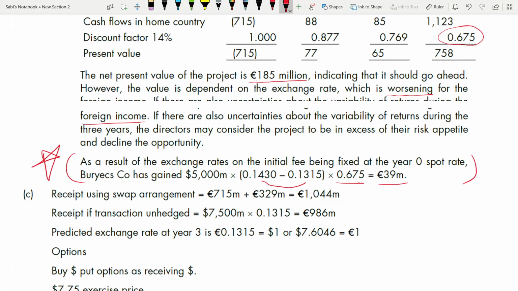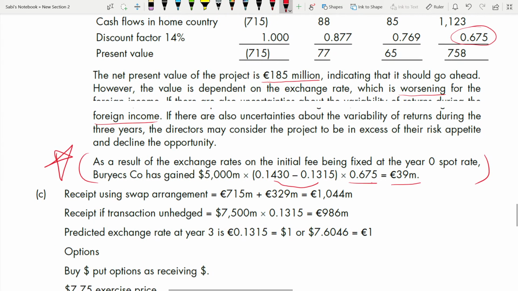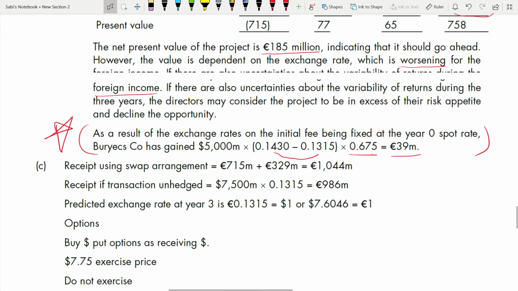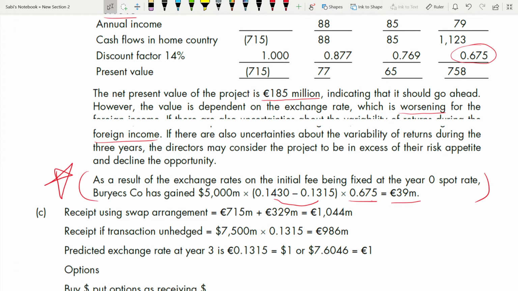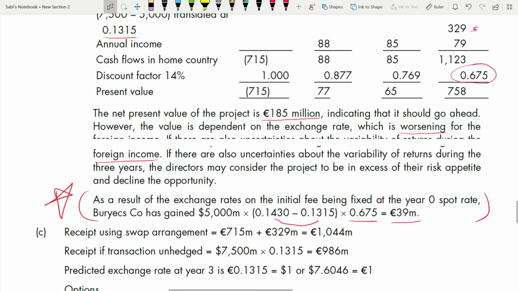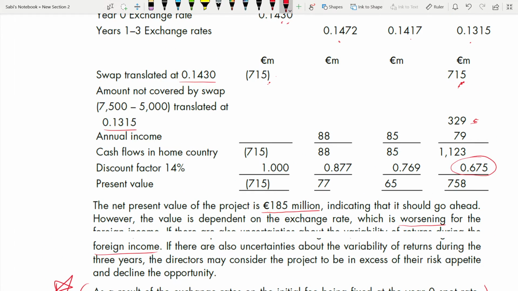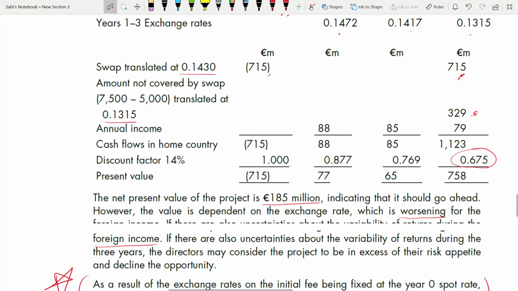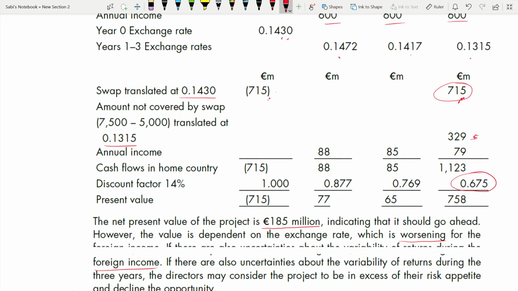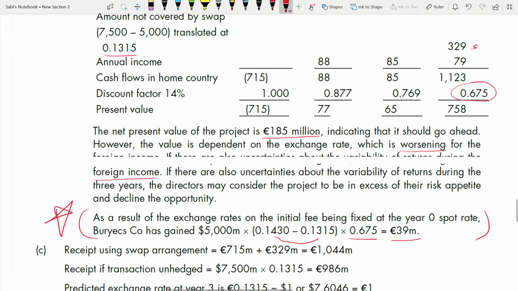Now we are using the option, and we have to compare it with the swap. So receipt using swap arrangement. What is this 715 million? You are not swapping all the amount in this table, right? You are not swapping this annual income. You are only swapping your initial fee. This 715 is a receipt, because you are receiving it. You have to say whether it's a payment or a receipt. This is a receipt using swap arrangements.